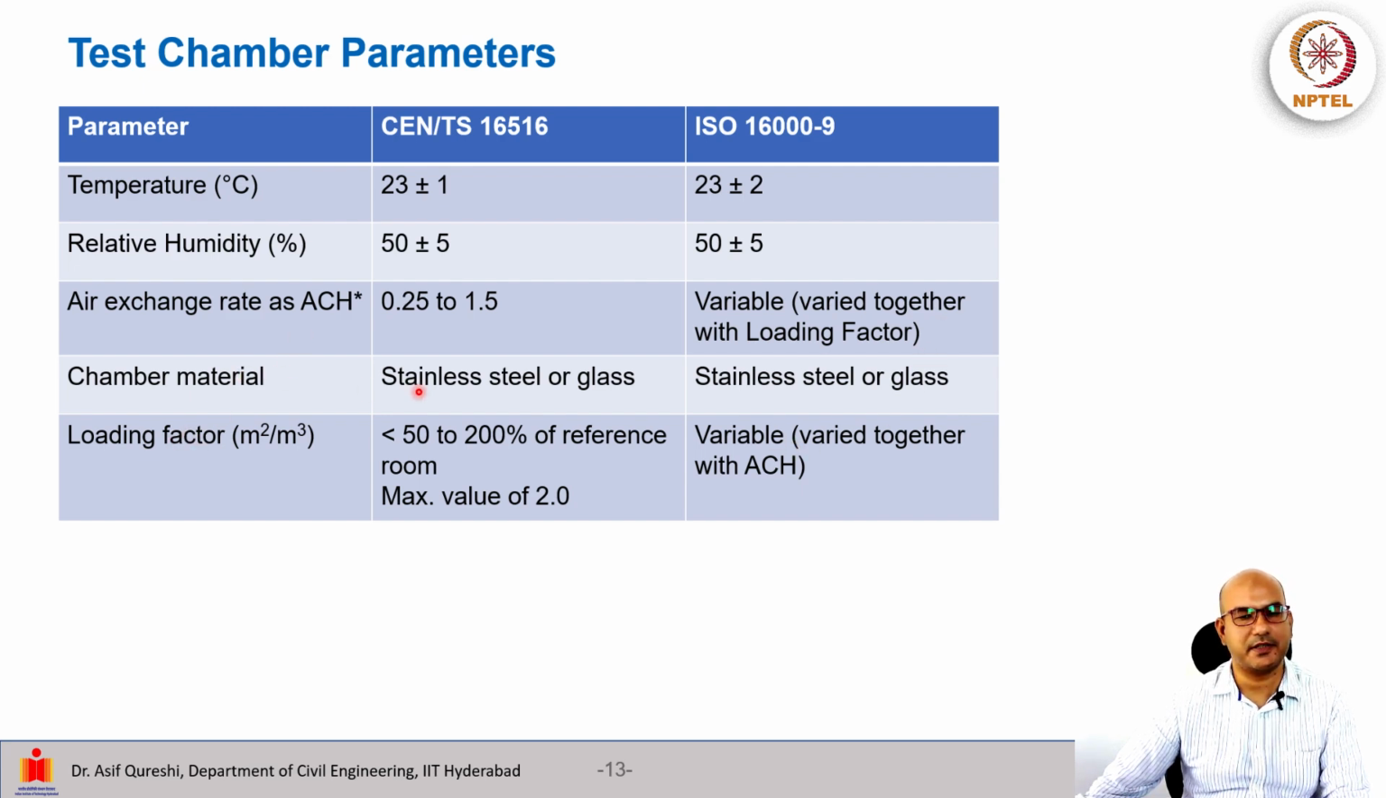Then the chamber material is basically the same in both of them, which is stainless steel or glass, as we have also looked at earlier. Loading factor is considered to be 50 to 200% of the reference room, but with a maximum value of 2.0. Whereas in ISO, you can vary the loading factor as well as the air exchange rate.